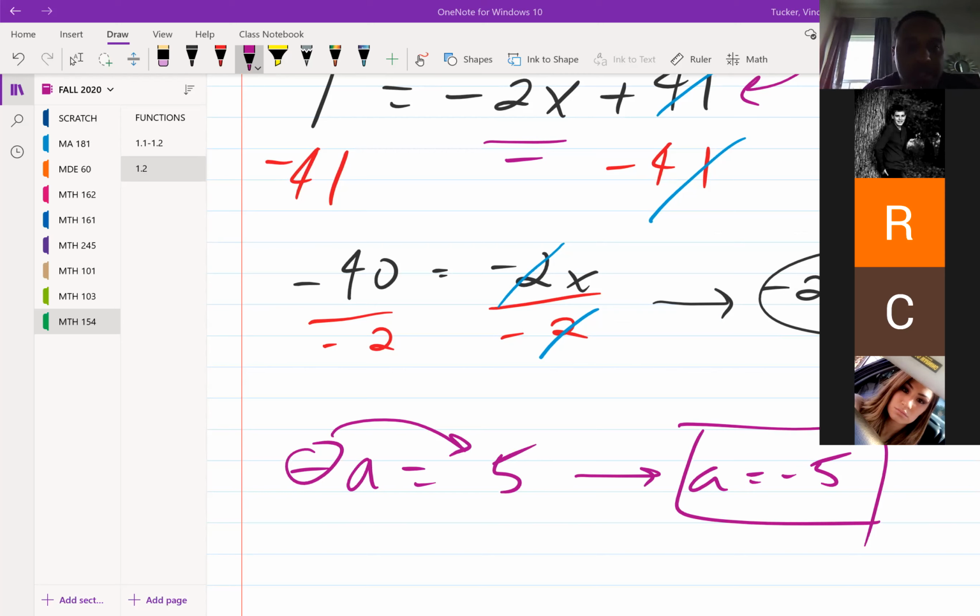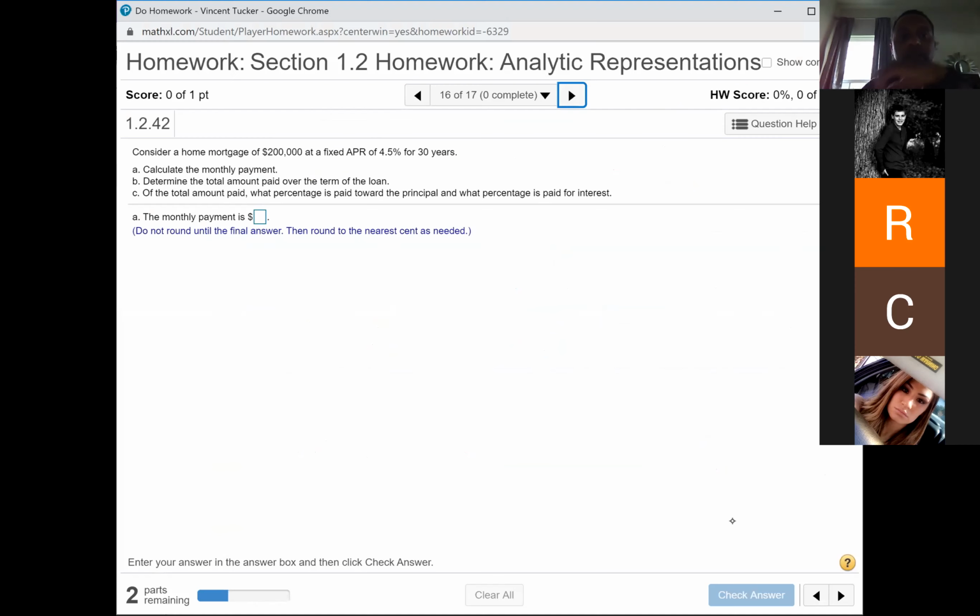Other type of problem is like this. And this is essentially kind of our homework for this week. Oh, okay, yeah. Yeah, for 1.2, coming out of 1.2.